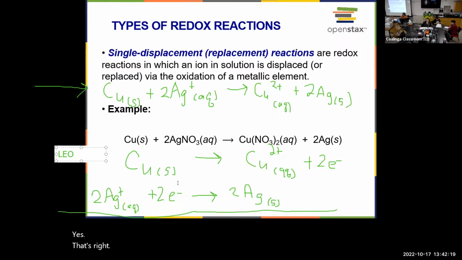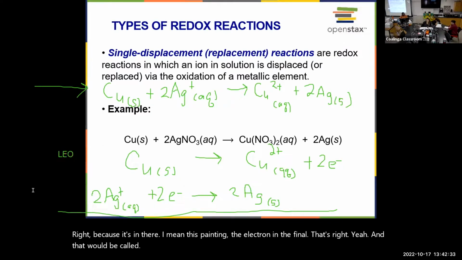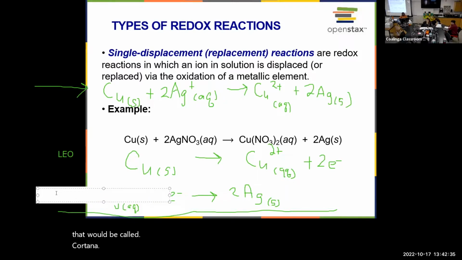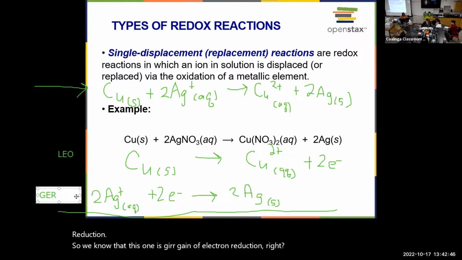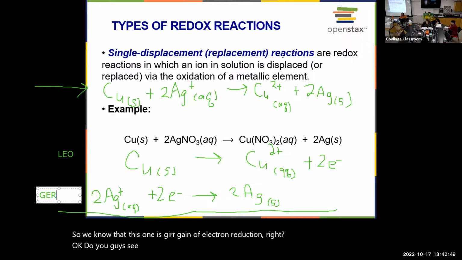And the one for silver, because it's saying plus 2 e there, that means it's gaining the electrons in the final. That's right. And that would be called reduction. Okay, so we know that this one is GER, gain of electron reduction. Okay, you guys see that? Just wanted to clarify. Everybody got this down? Ready to move forward? Yes.